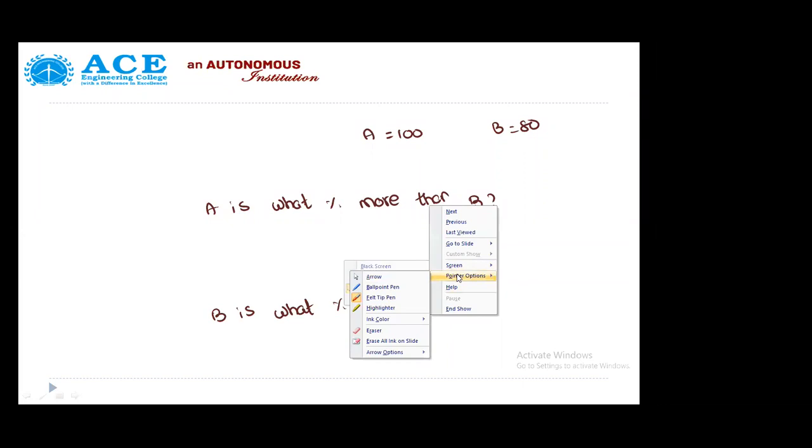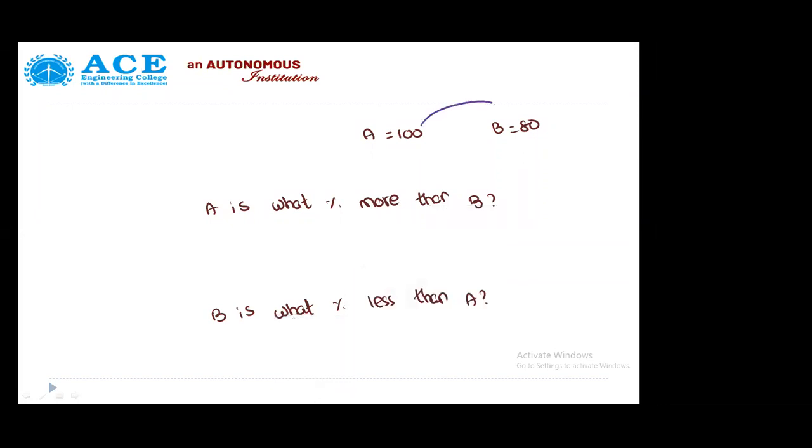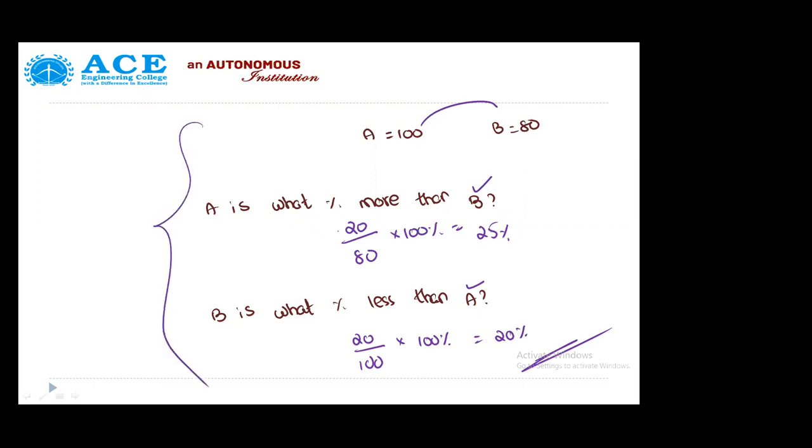A is what percentage more than B means how much more? A is 20 more, with respect to B, into 100. The denominator is changing here, so now you got 25%. Whereas B is 20 less than A, and you are comparing with respect to A. This denominator change is why it affects your percentage as well. Numerator will be the same, denominator will change. That's the effect in percentage comparison.